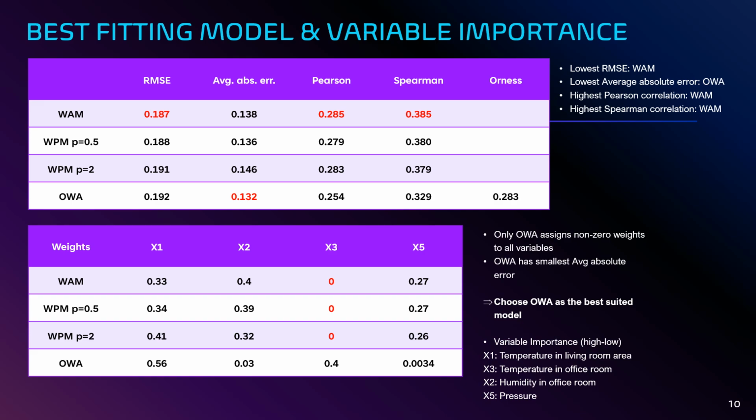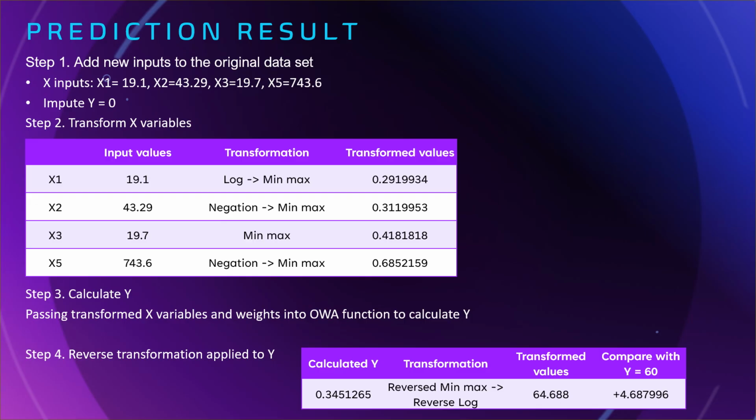And depending on the weights of OWA, we can see that X1 has the highest importance, then X3, then X2, and X5. And then we can use OWA and the provided inputs of X to predict the value of Y. So after all of these steps, we get the predicted value of Y. It's 64.68, which is only 4.68 higher than the actual value of Y, which is 60. So we can say that the model is quite accurate.